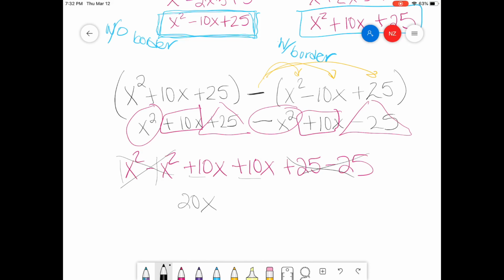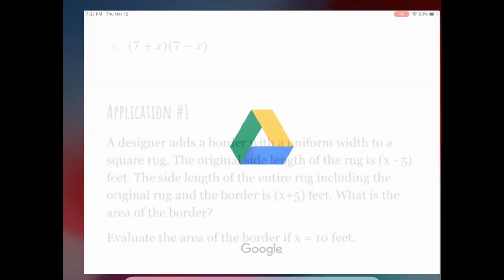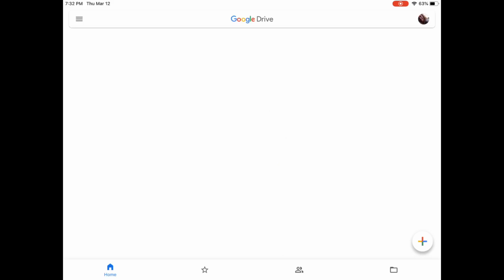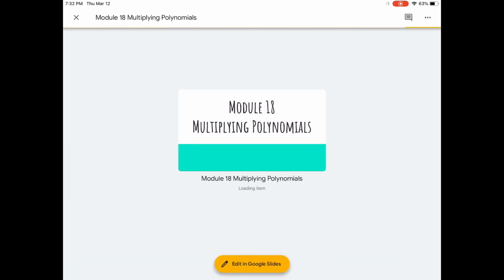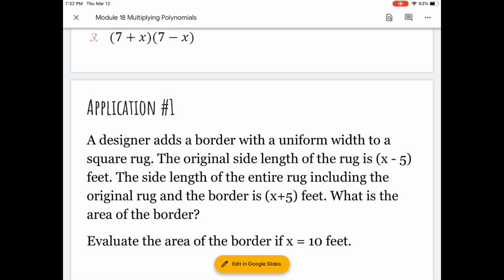That means that if I go back to the problems, make sure I answer the question, what is the area of the border? Let me pull it up again. What is the area of the border? The area of the border is 20x. Okay? Then it says evaluate the area of the border if x equals 10 feet.